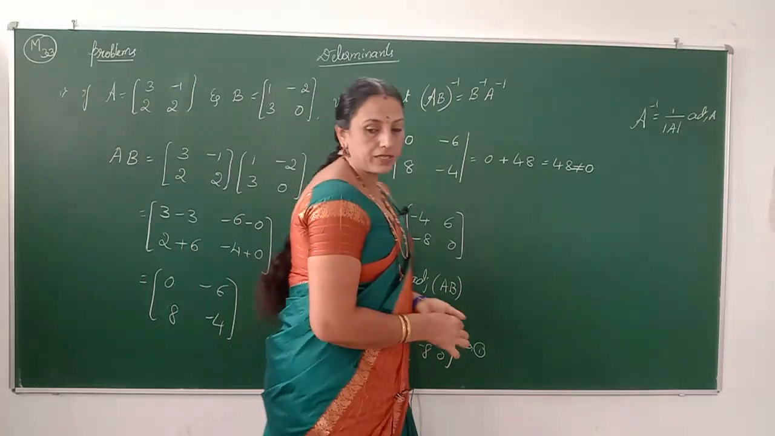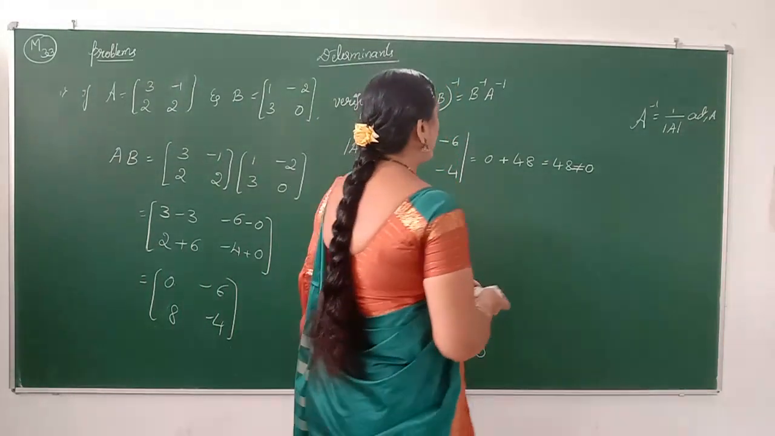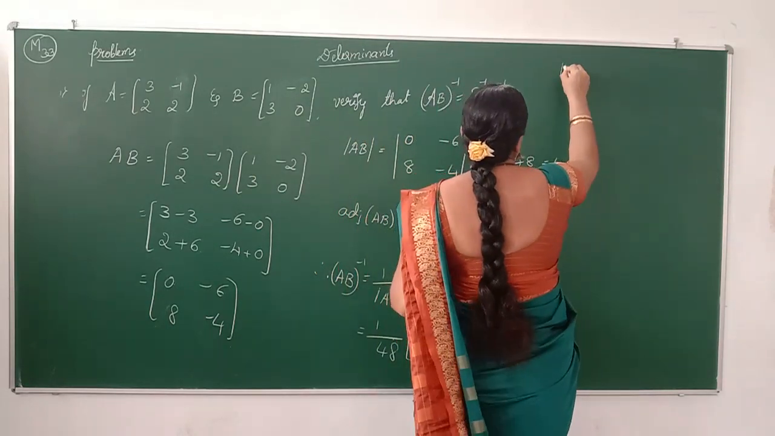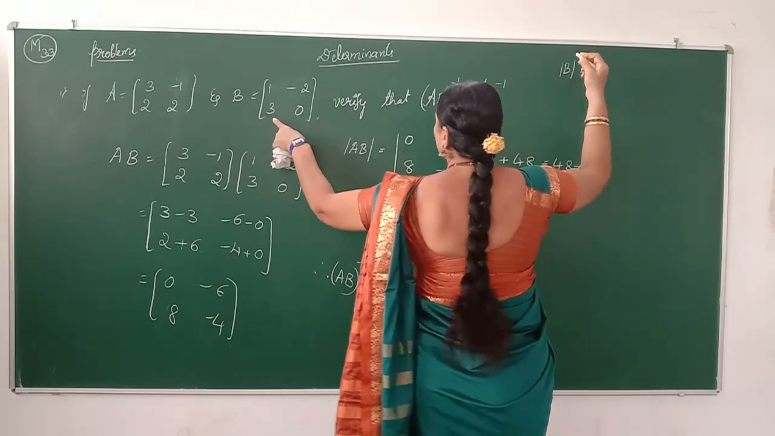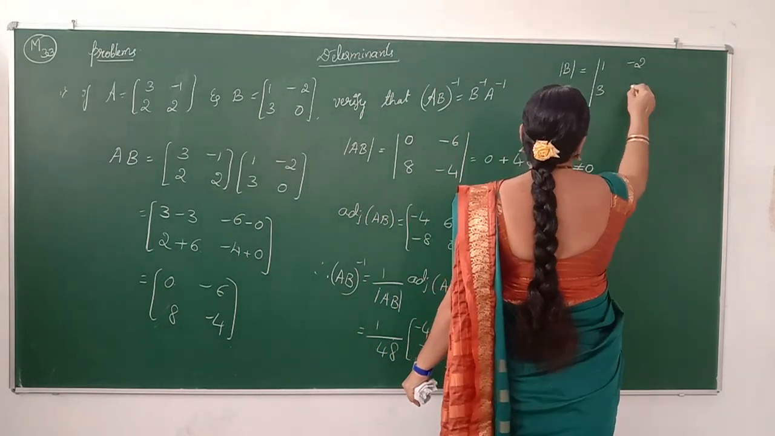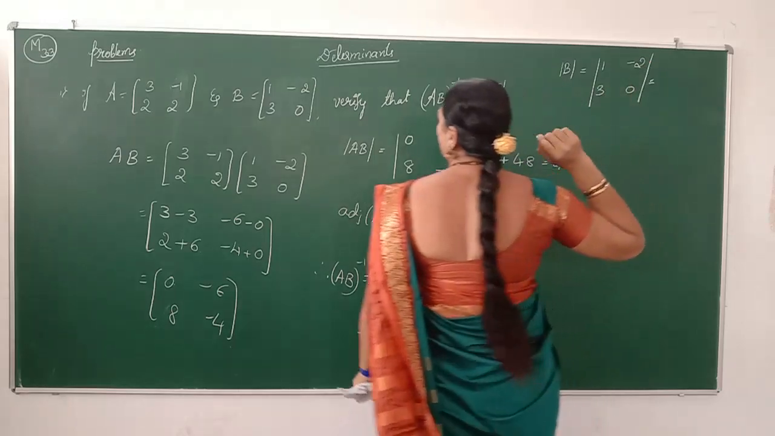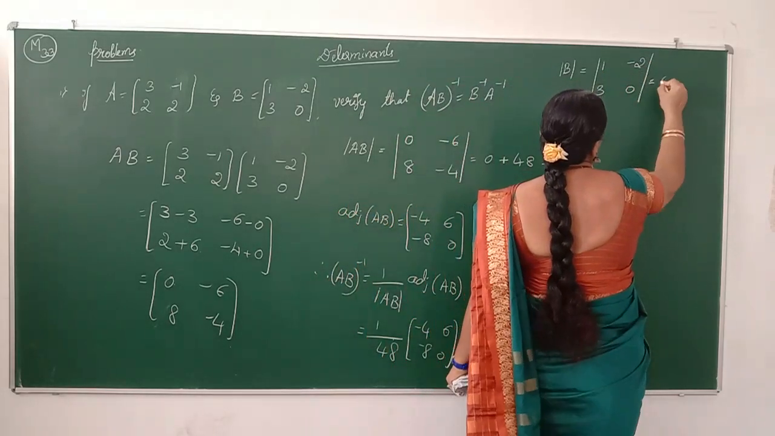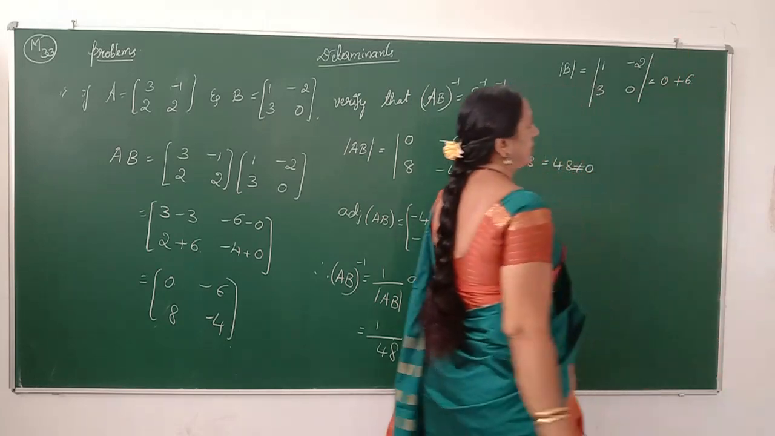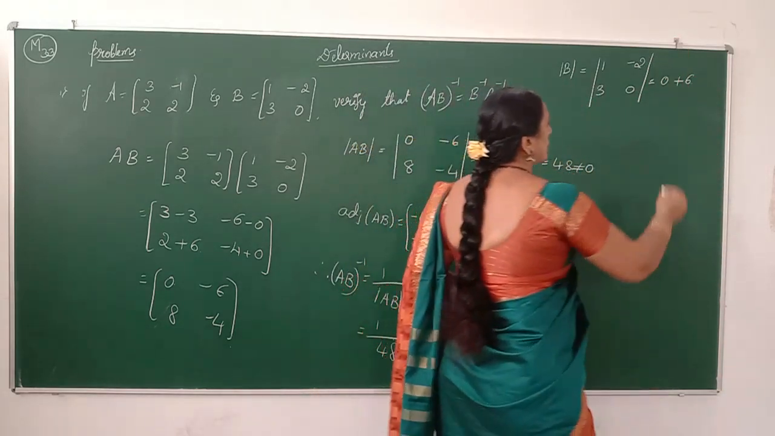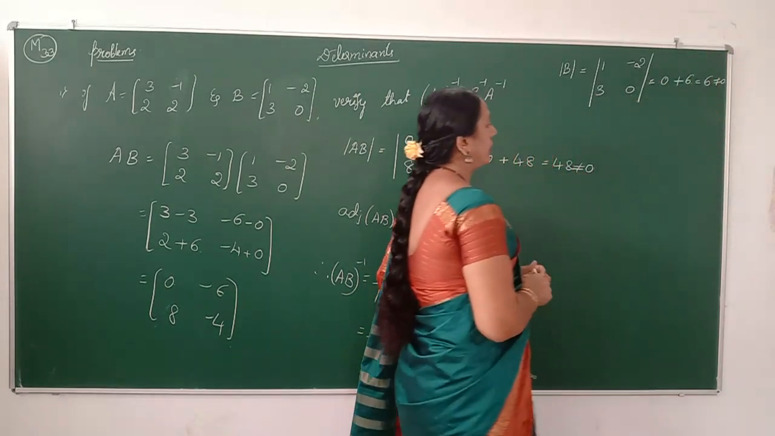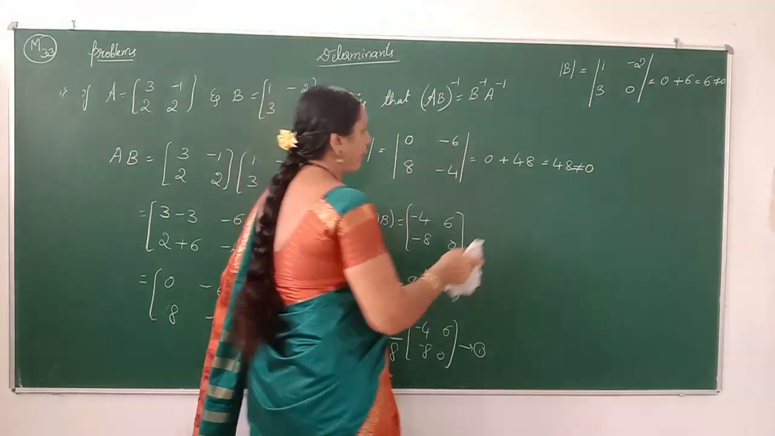Then we will consider on the RHS B inverse into A inverse. Now first we will consider determinant of B. Determinant of [1, -2; 3, 0]. The left diagonal is 0, minus of minus is plus 6. Therefore 0 plus 6 is equal to 6. It's not equal to 0. That is the value of determinant of B.